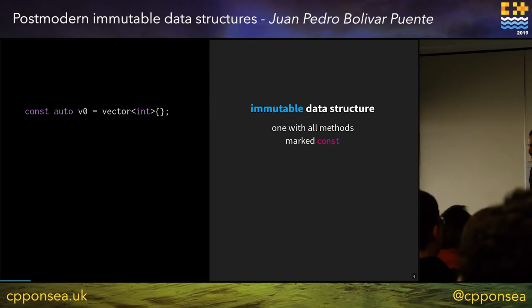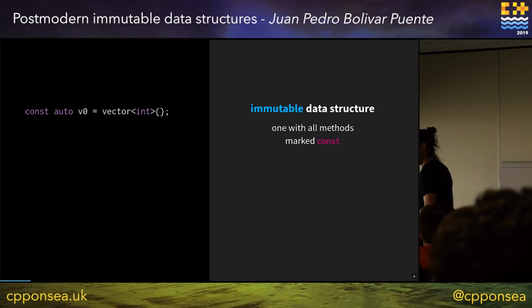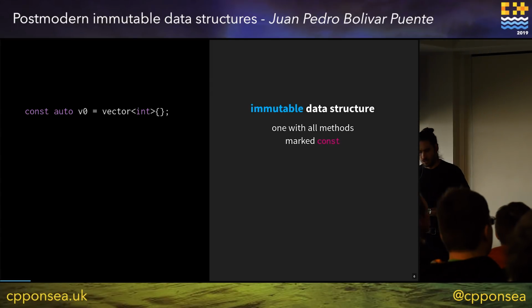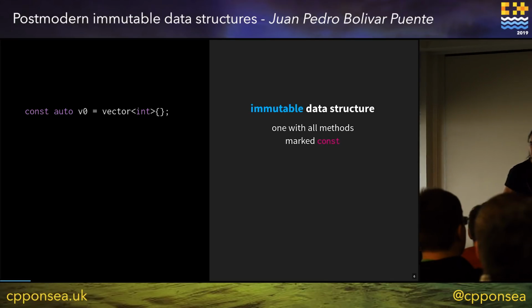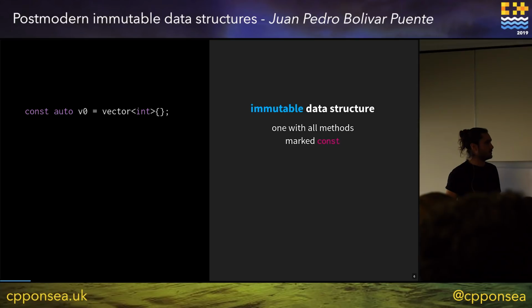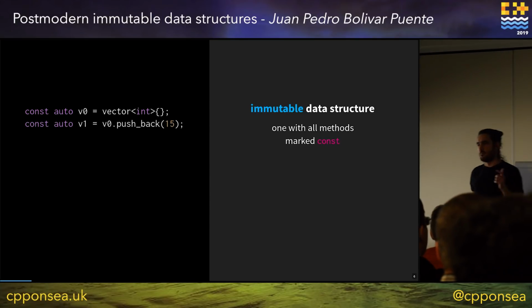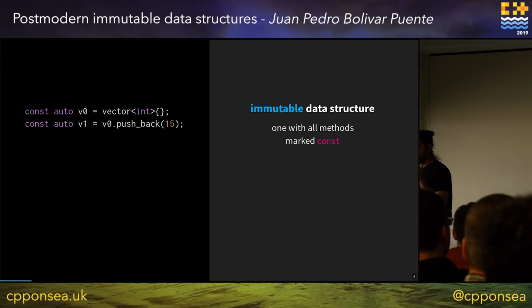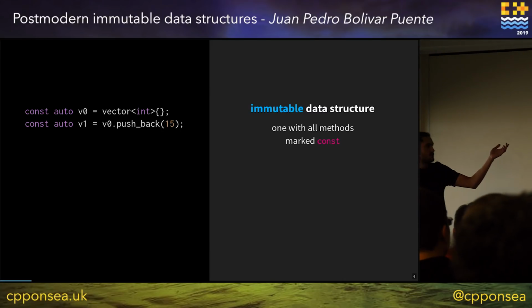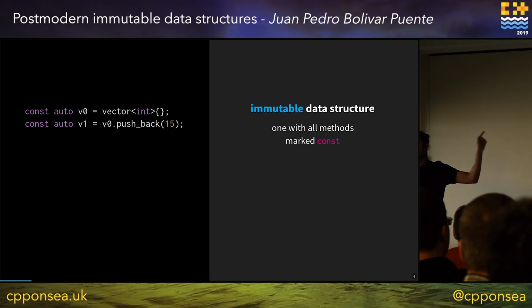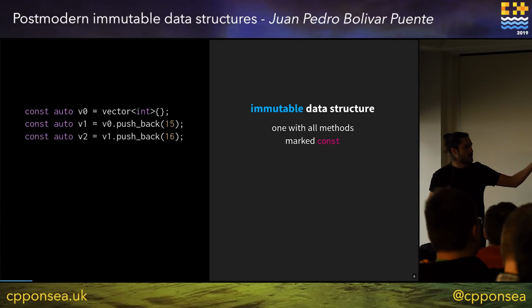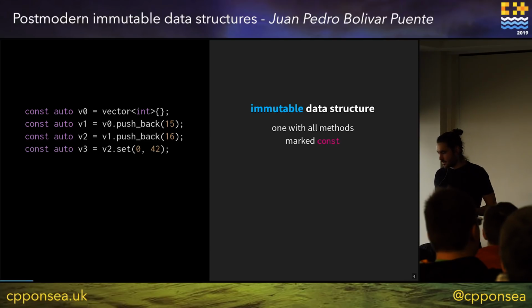So we can then build tools around this principle. We can have data structures like this magic vector that I can mark always const, and I can still do things with it. For example, I can push back data. And when I push back data, instead of modifying the first variable, which of course is const, it returns a new version of the vector with the data updated. I can do this again and again.